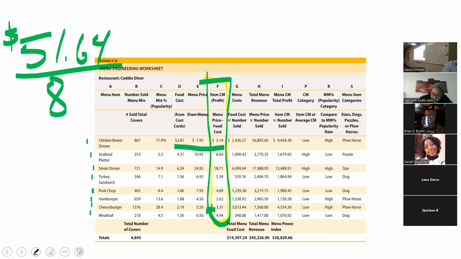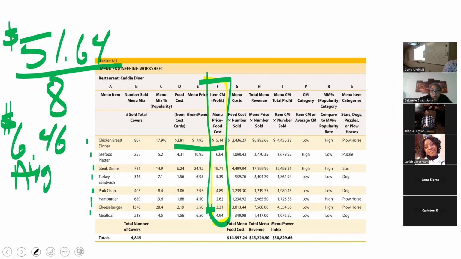8. So I divide that number by 8, and my average contribution margin is $6.46. That is my average contribution margin. Okay, so now let's take a look. Is $5.14 higher or lower than my average of $6.46? Lower. It is lower. My contribution margin is lower.